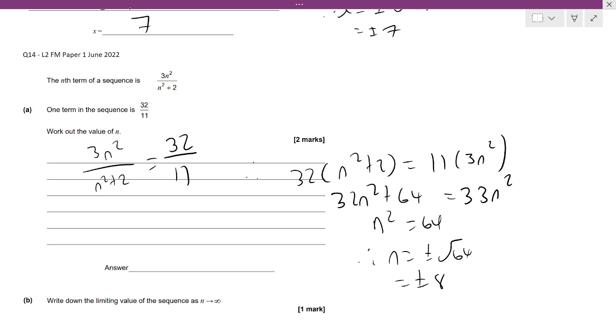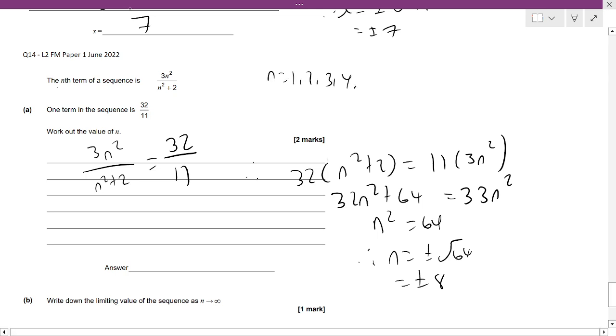Okay. But which one are we going to take? Well, nth term, n is always positive, right? Because you can't have a negative position. Because obviously it always starts from the first term. N is 1, 2, 3, 4. You know, that's where it starts from. So n always is positive with an nth term, okay? So n positive, so n is equal to 8, okay? Cool.